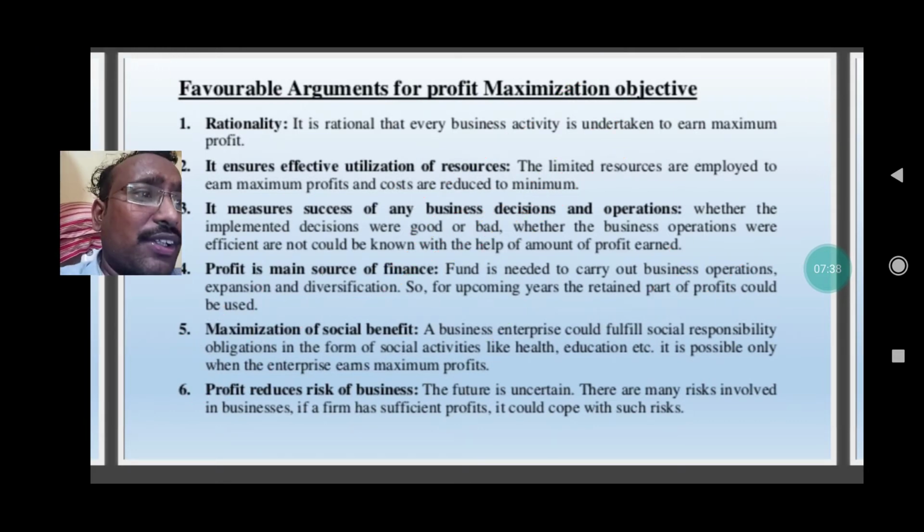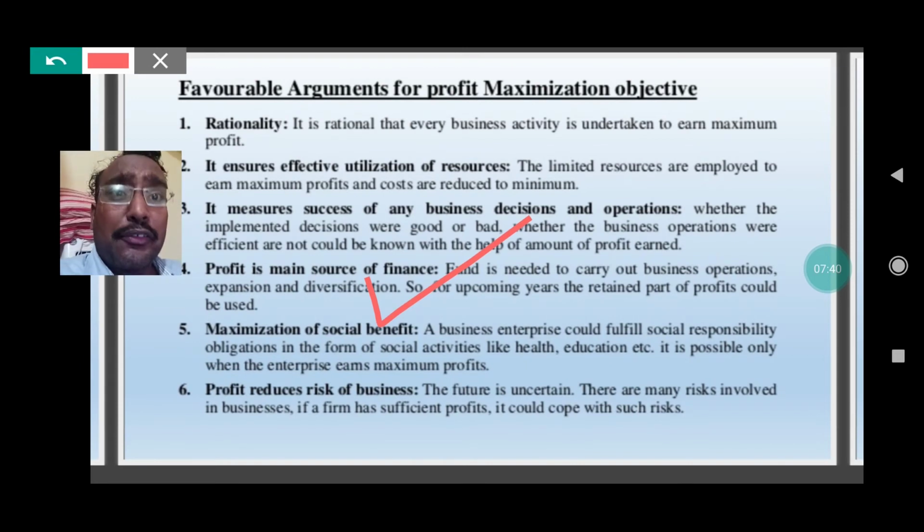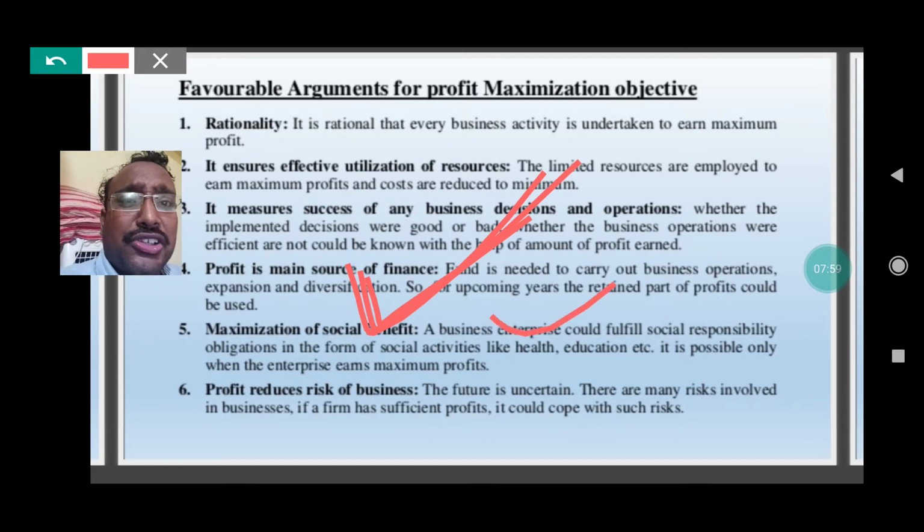Now what they try to say here is, if profit is there with you, there is a chance to contribute something towards society. That is the advantage. So the profit maximization intention is to earn the profit. When you contribute something towards society, definitely that will return back to you, isn't it? So that is the maximization of profit.